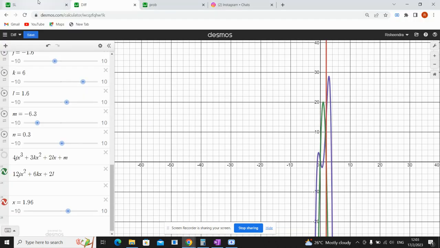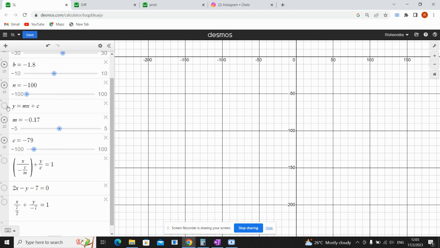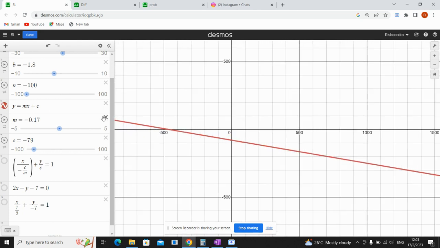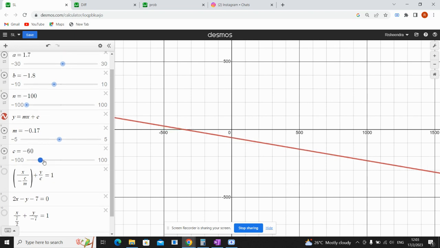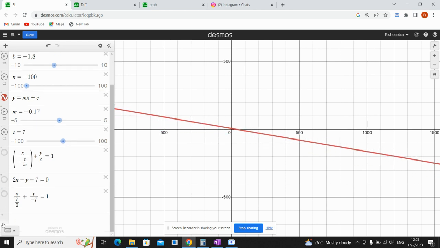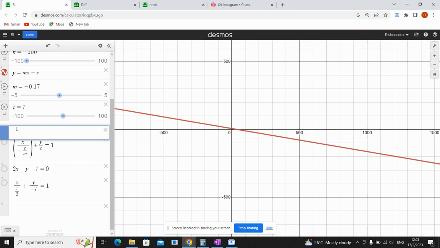Let me show you a bit of small Jagannath magic. I'm taking this y is equal to mx plus c. Let me take a point right here. The c value can be changed right here. Let's take some random point.